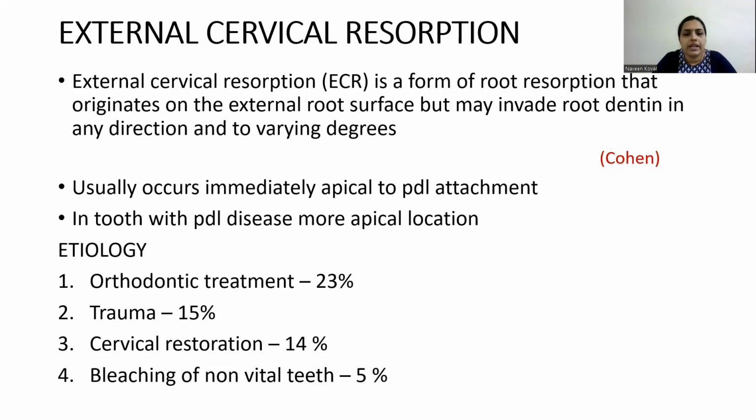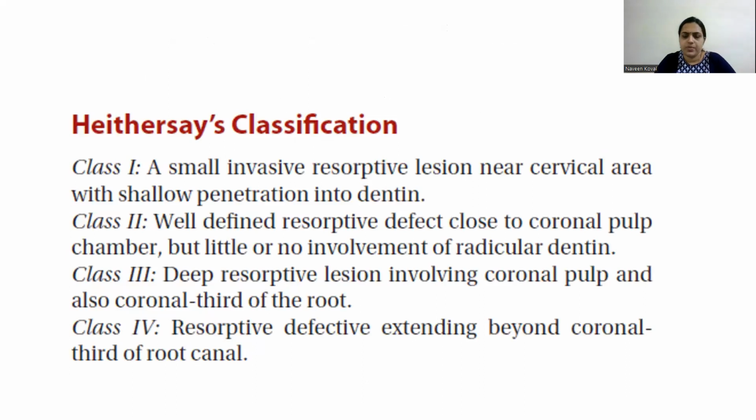It usually occurs immediately apical to the periodontal attachment in a tooth with periodontal disease, at a more apical location. That is, if it is a periodontally diseased tooth, you can see the location will be more apical. Etiology: 23% orthodontic treatment, 15% trauma, cervical restoration in 14% of cases, then bleaching of non-vital teeth. As we all know, the main complication of bleaching non-vital teeth is cervical resorption. Around 5% of cases are caused by bleaching of non-vital teeth. Intracoronal bleaching is also a cause of invasive cervical resorption.